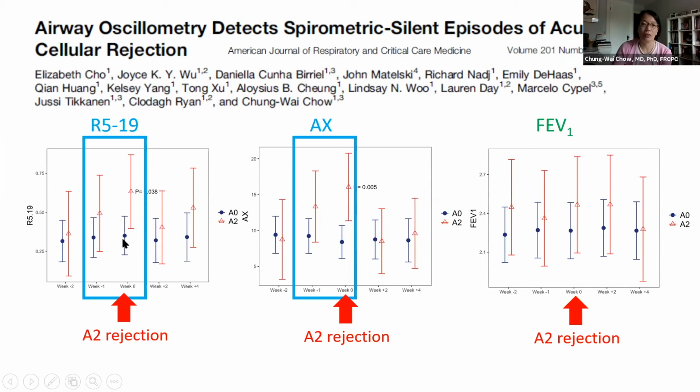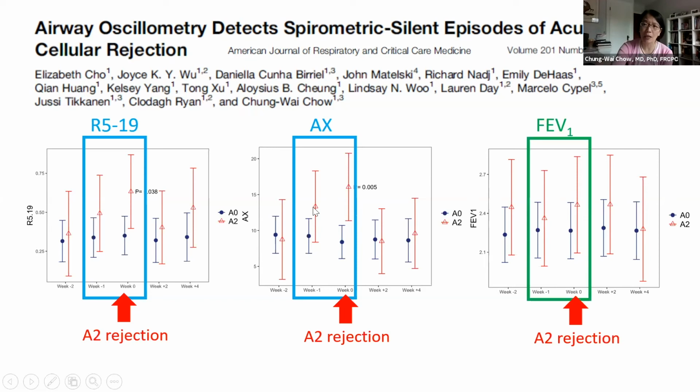More remarkable, though, is the fact that these differences were beginning to be evident the week before the biopsy, before the diagnosis was made. We see the same pattern with the AX value, which was significantly higher in people with acute rejection versus those with no rejection. Again, this was seemingly evident the week before.